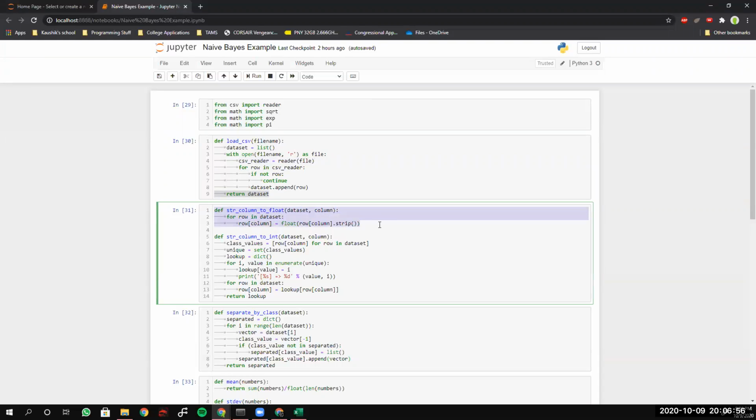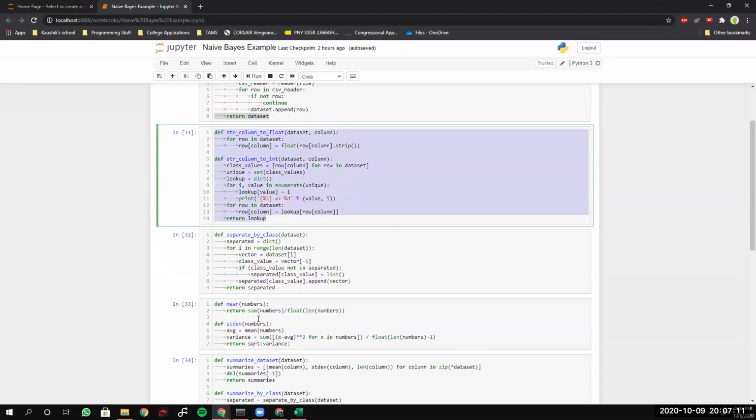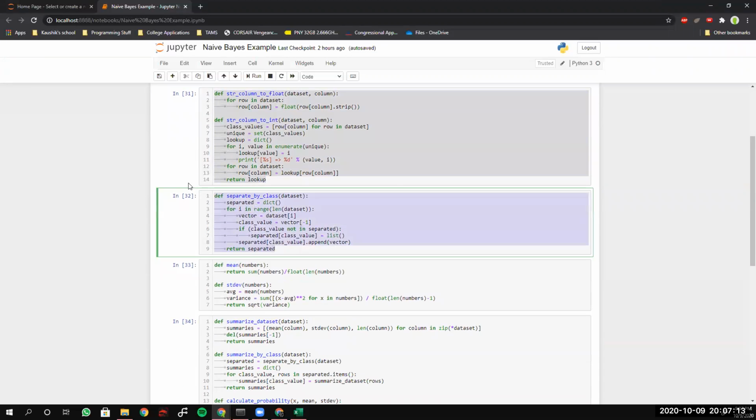This function right here, the column to float, will take the data, because we're reading them in with the CSV reader, it automatically assumes they're strings first. You have to actually assign them to floats and integers. That's what these two functions do. And separate by class separates the data set into a dictionary with three separate entries, because there's three classes.